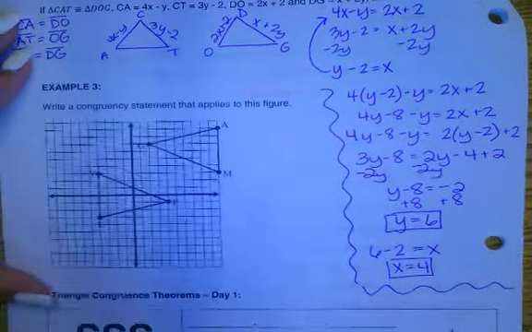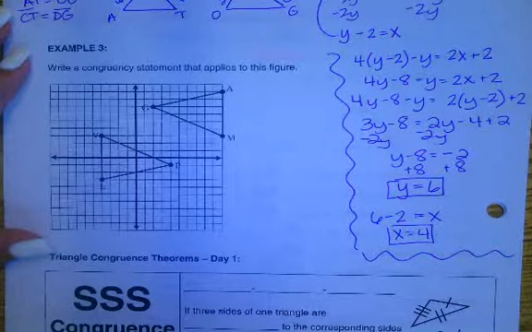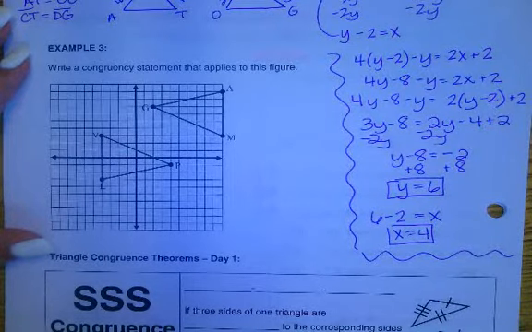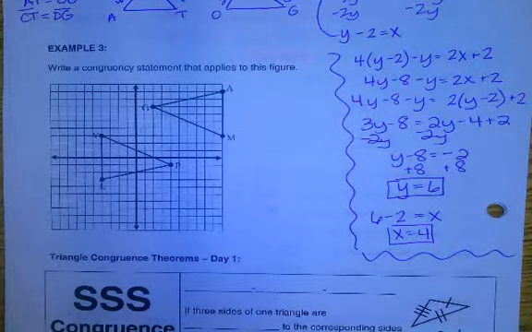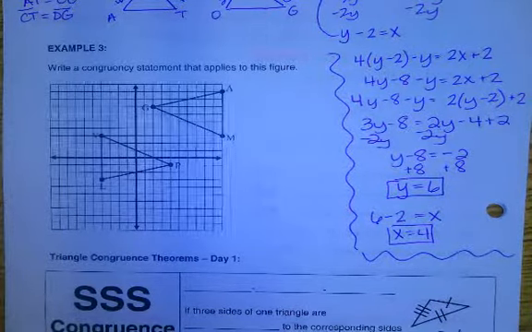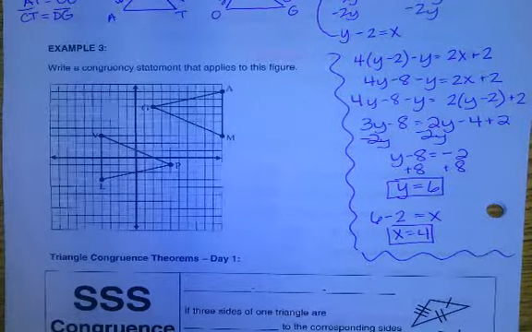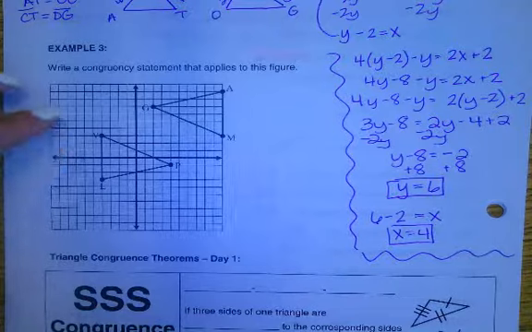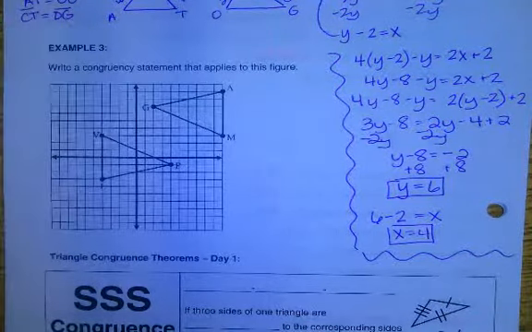Alright, example 3. Write a congruency statement that applies to this figure. We talked about the importance of how you name triangles and how the order in which you name the triangle is extremely important because the sides need to correspond with each other. So how are we going to figure out which side corresponds with which side of the other triangle?